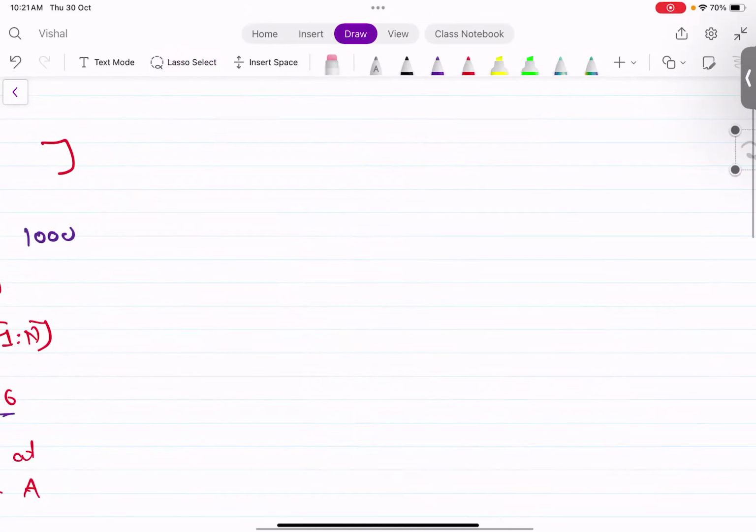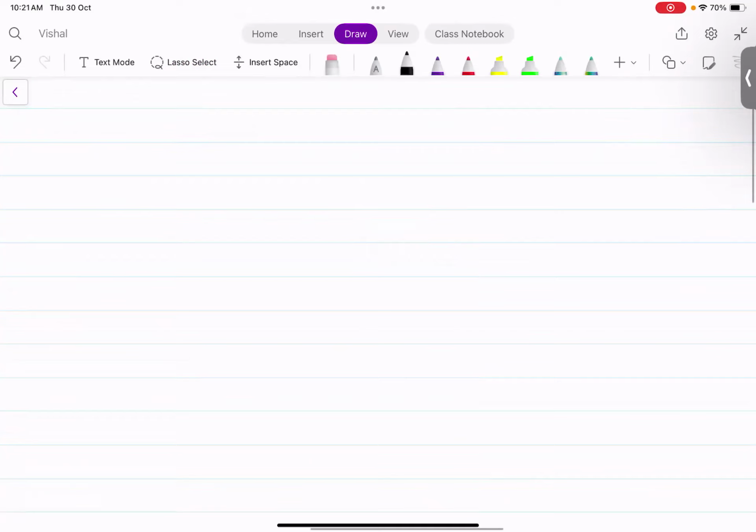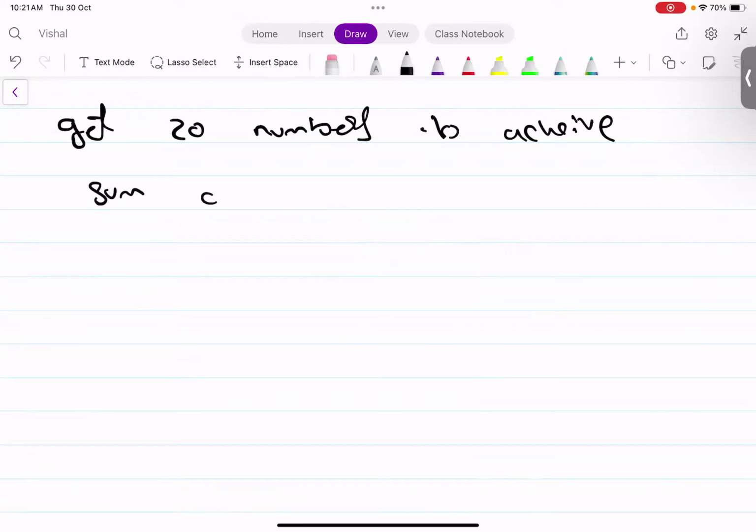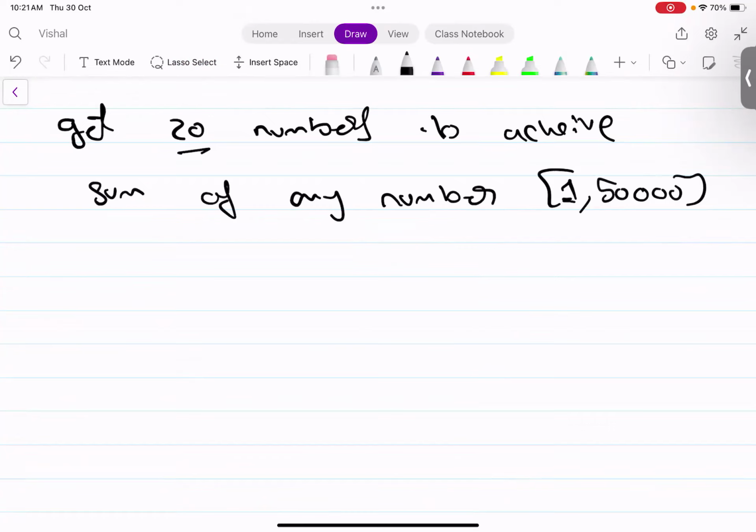The question boils down for us to: get 20 numbers to achieve a sum of any number between 1 to 50,000. This is what the question has boiled down to, is it right? We have to get 20 numbers such that using them we can generate a sum of any number between these values.